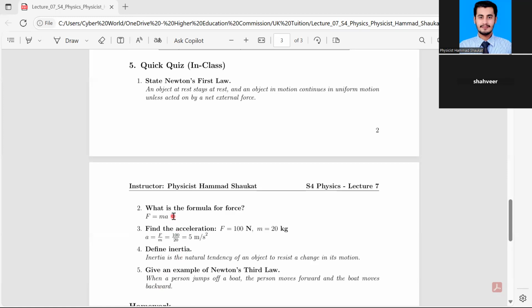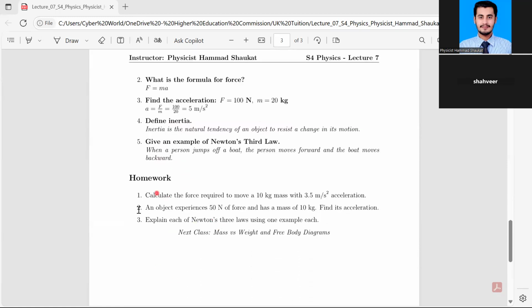All right, perfect. Is there any question? No. Okay. So there are three problems for you to solve as an assessment. These are easy problems. In the first problem, you have to find the force. How can you find it? F equals ma. So simple. Mass is given, which is 10, and acceleration, which is 3.5. You just have to multiply 10 by 3.5, and you will get your answer.